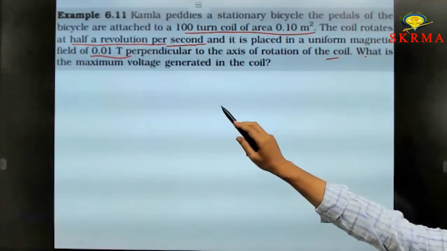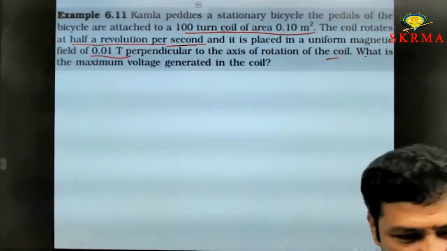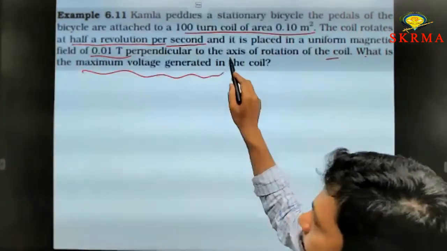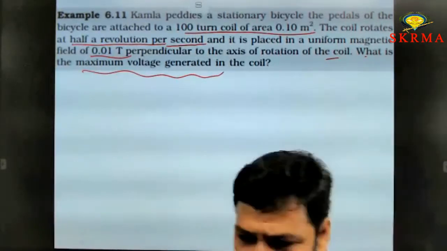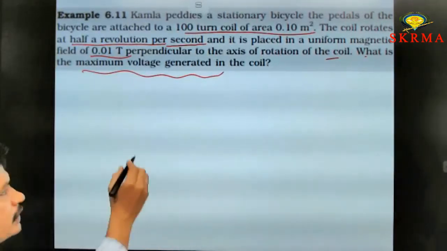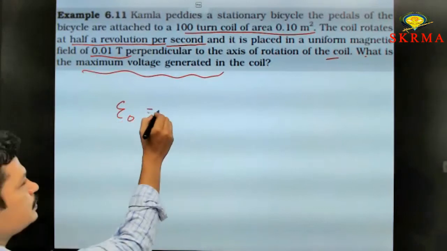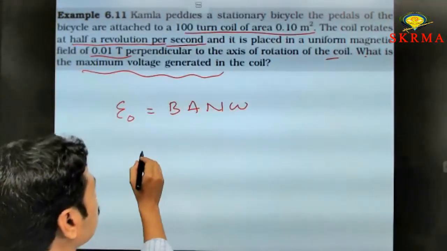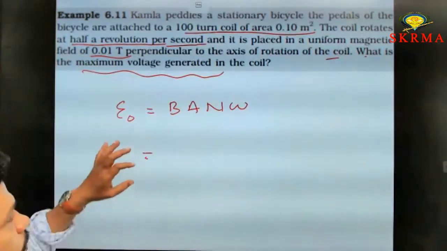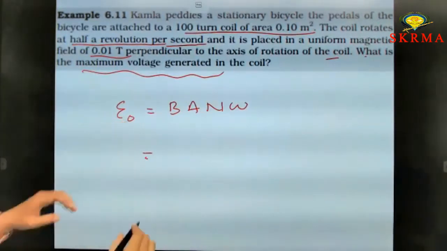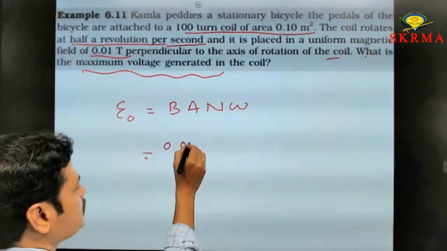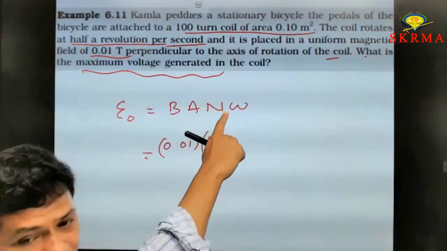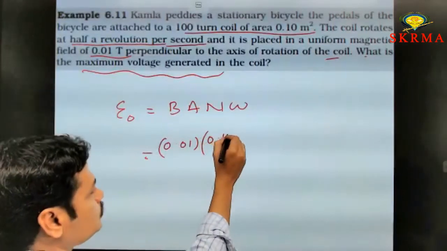What is the maximum voltage? Whenever it is perpendicular, the flux is maximum. That's why we have to calculate the maximum voltage generated. Just as we discussed, the maximum value E naught is equal to BAN omega. That is the basic equation. We know everything in this equation. What is B here? 0.01 Tesla. What is A here? Directly they give the area, 0.1 meter square.